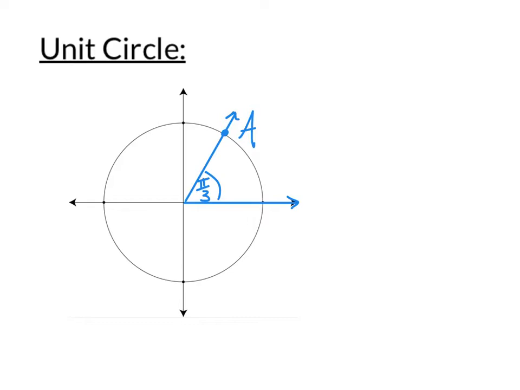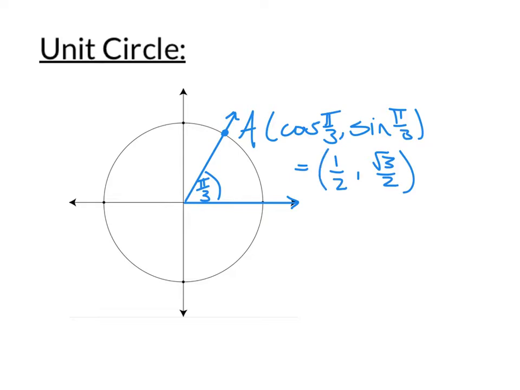Now remember, every point on the unit circle is going to have an x coordinate, that's the cosine. So we'll have cosine of pi over 3. And the y coordinate is going to be the sine, so sine of pi over 3. Now, we know that cosine of pi over 3 is 1/2, and sine of pi over 3 is √3 over 2. So that is our ordered pair.